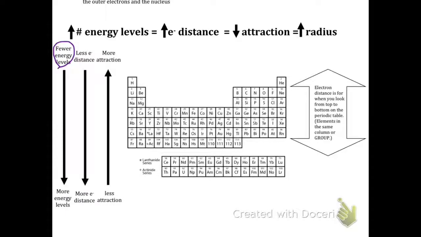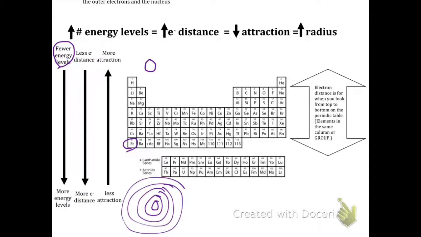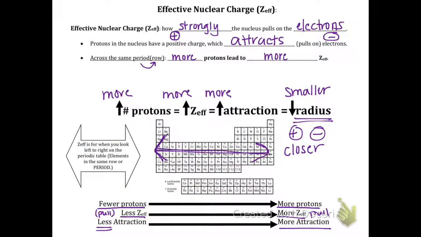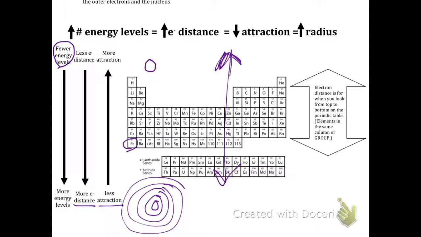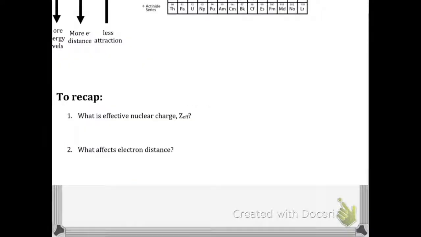Basically, fewer energy levels means fewer rings. That's here. Hydrogen only has that 1, right? But francium has a lot. So you have a ton of rings down here. More rings, more distance, less attraction. Out of sight, out of mind. This only happens when we're going up and down the periodic table. Earlier we talked about Zeff, that's going left to right. That's about your protons. Now we're talking about energy levels, which is going up and down, between a few rings versus a lot. So let's recap.